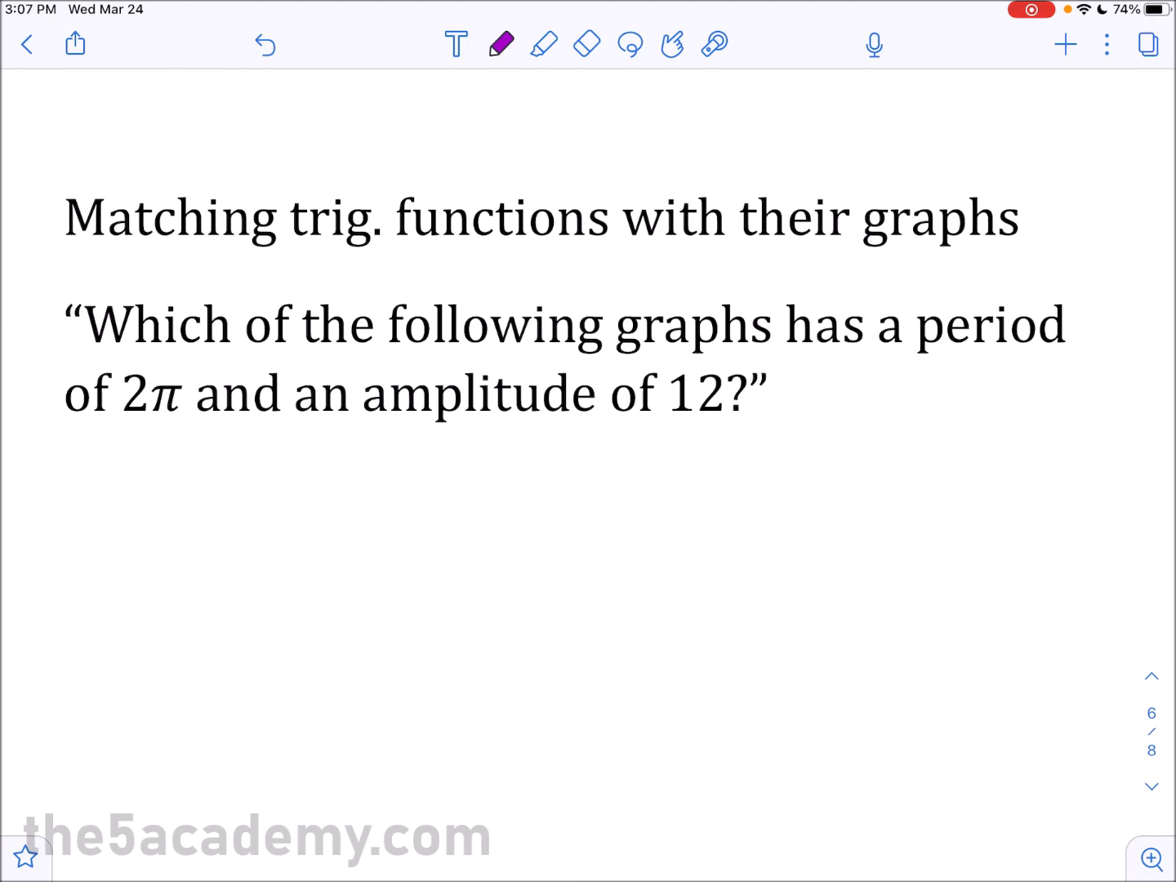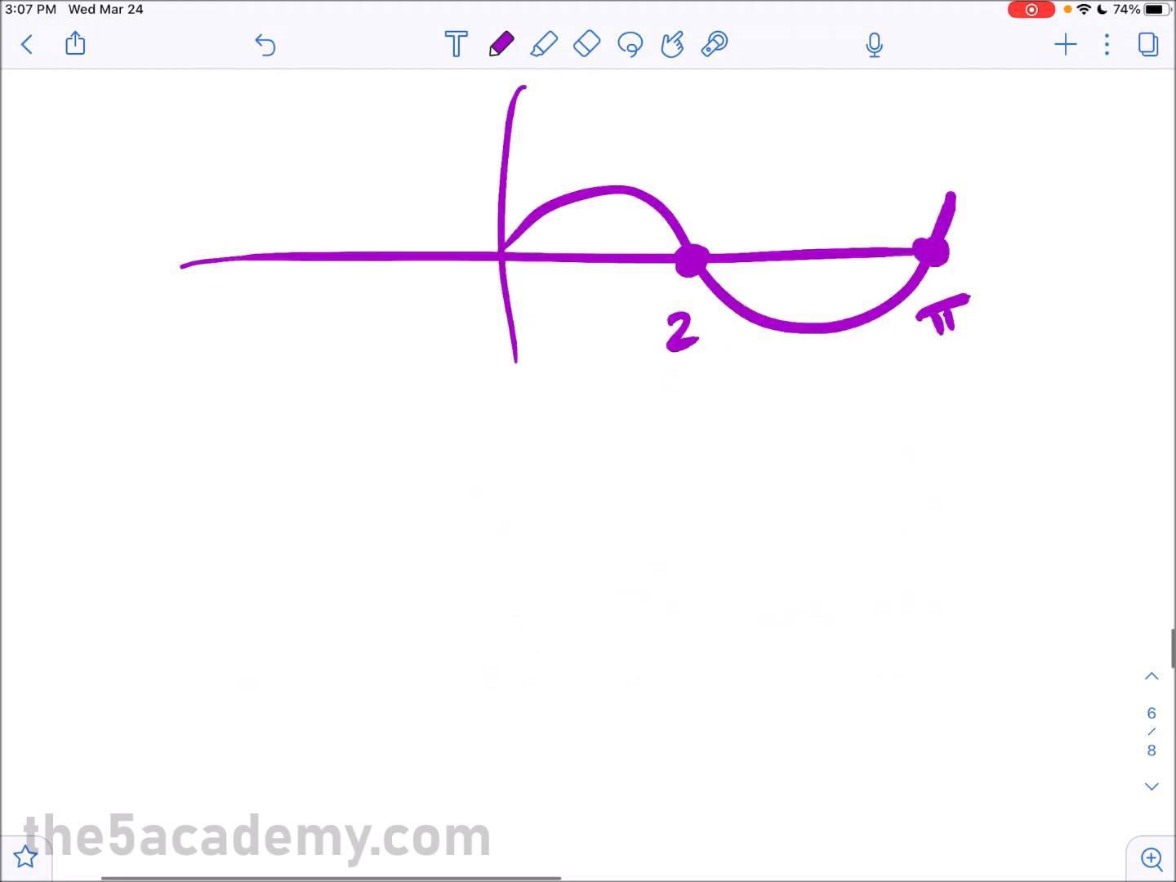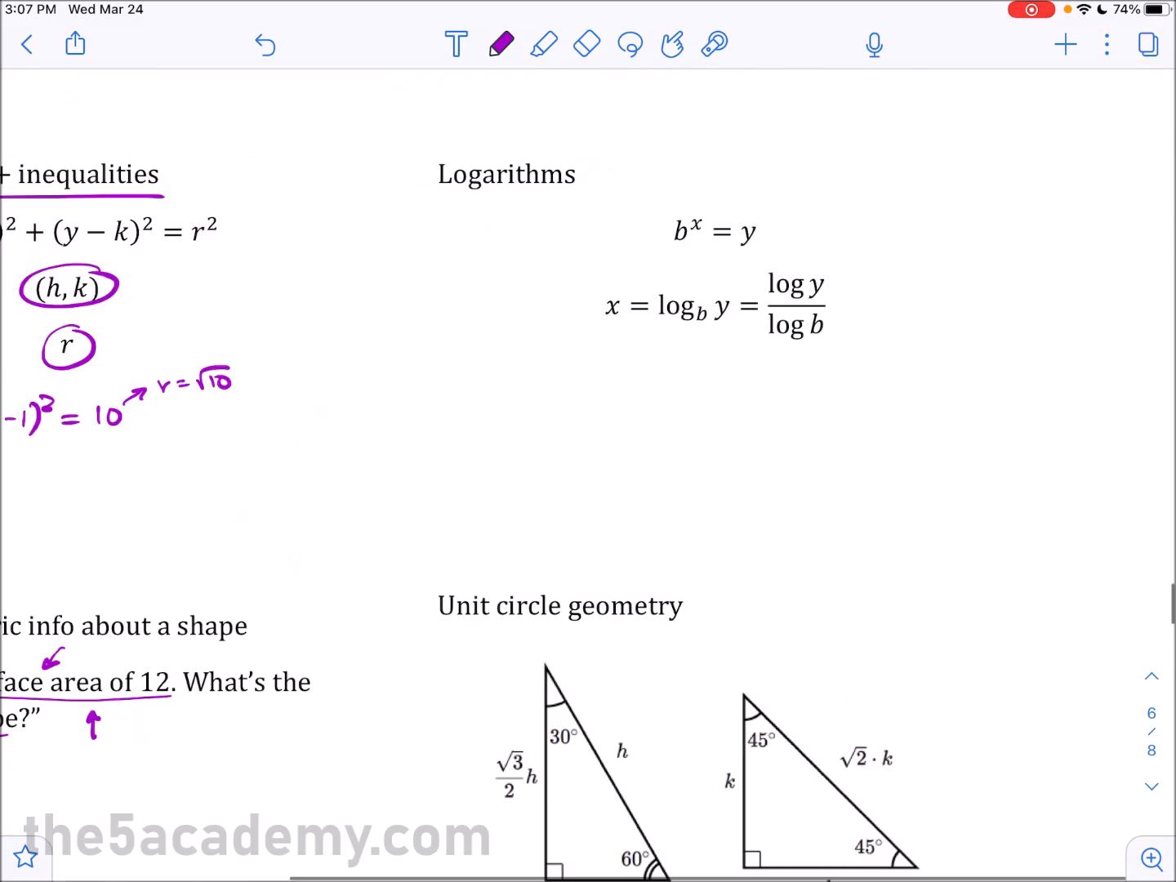Matching trig functions with their graphs. So which of the following graphs has a period of 2 pi and an amplitude of 12? If I give you a trigonometric graph that looks like this, and I give you some points like 2 pi, I don't know, I'm just making things up, you need to be able to identify the period and amplitude. And there are skills behind doing that and doing it properly.